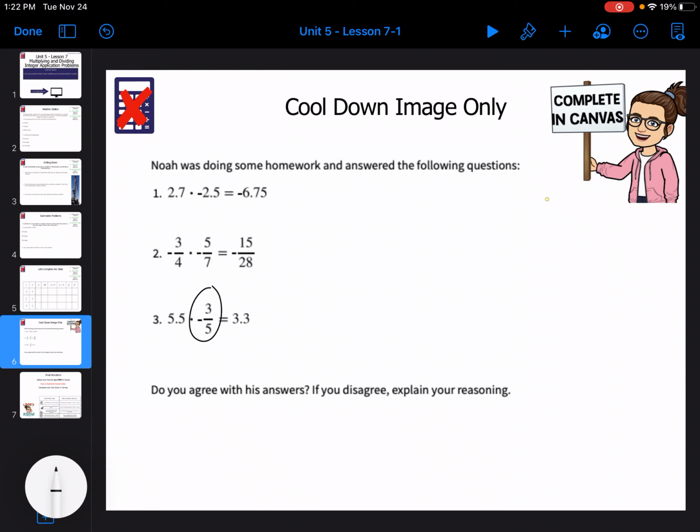Okay, so I want you to really think about if you've got decimals, like for example, this one, you want to change that into a decimal. So 3 divided by 5. Okay, so you want to think, what's happening? Do you agree with the signs? Did they do everything correctly?